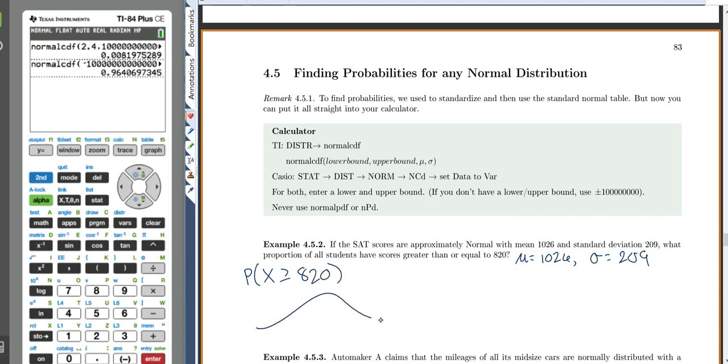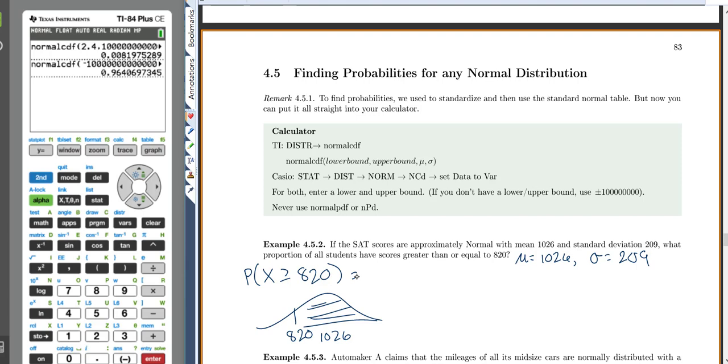I always draw a picture. Your picture should be centered at the mean. Here's 1026. So 820 should be over here. If I'm looking for the area to the right, that should be a pretty big area, bigger than 0.5. And that helps me double check my work: should this be a big area, a small area?